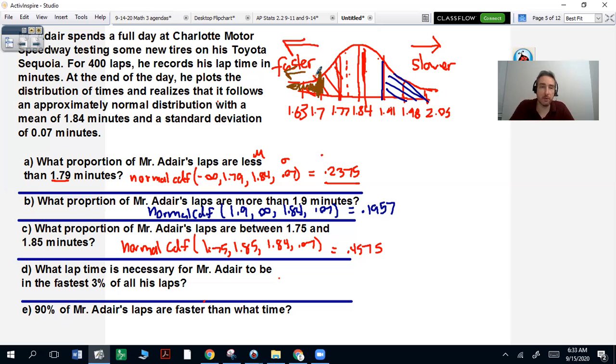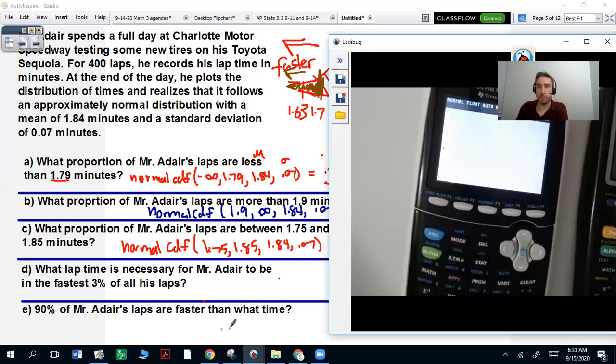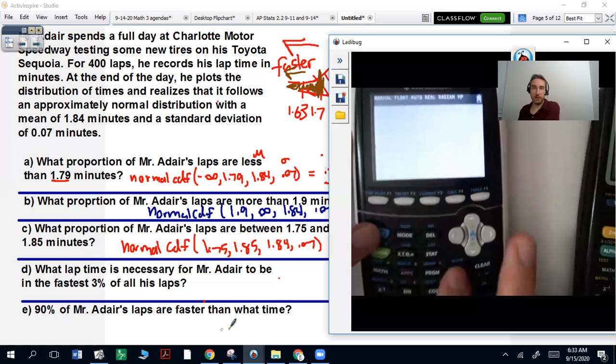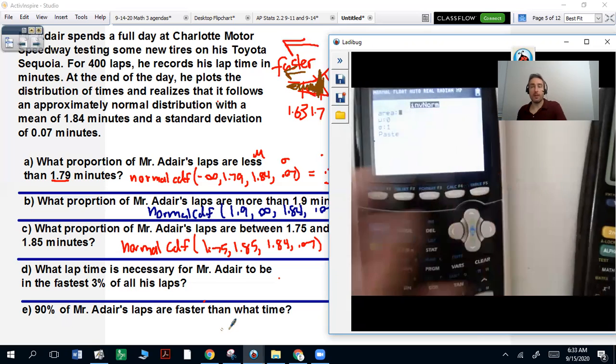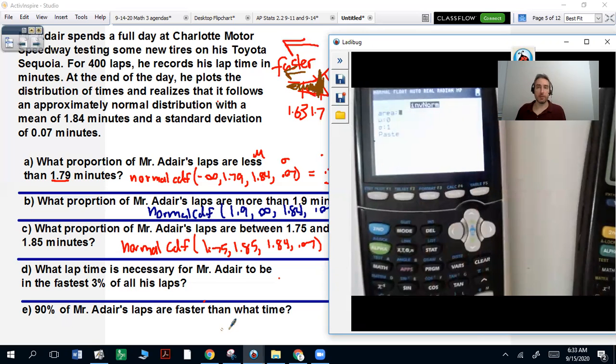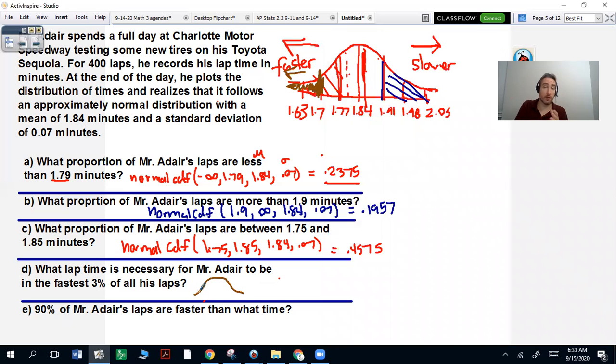But every operation has an inverse operation. So your calculators also have something called an inverse norm. And the way inverse norm works on both calculators is it does the lower than direction, just like the table does. So back on the same menu, second vars, inverse norm is number 3. The area that it's asking for is going to be a decimal between 0 and 1. So it's going to be the area below a certain point. Even though on my picture it's the less than 3%, remember faster is that way.